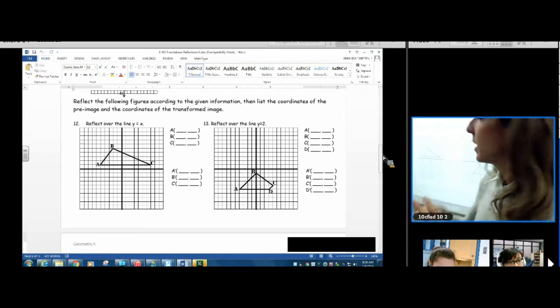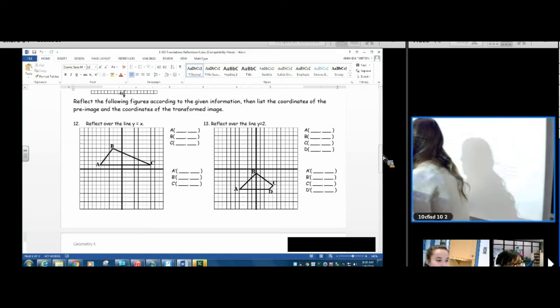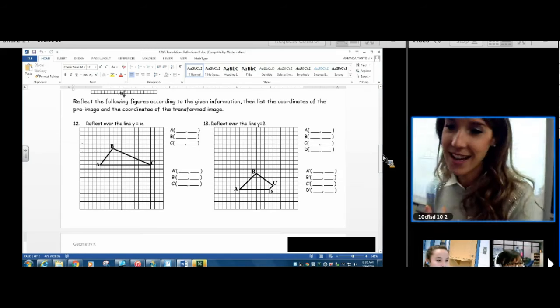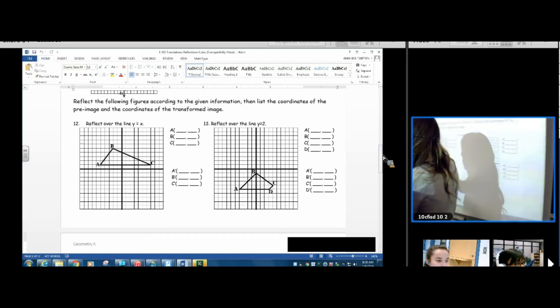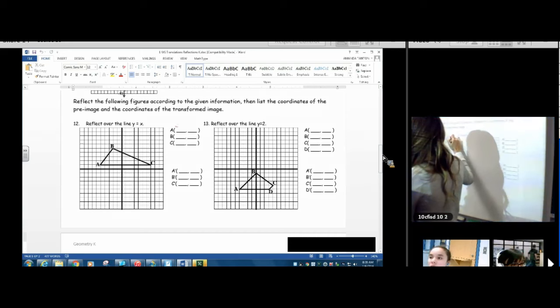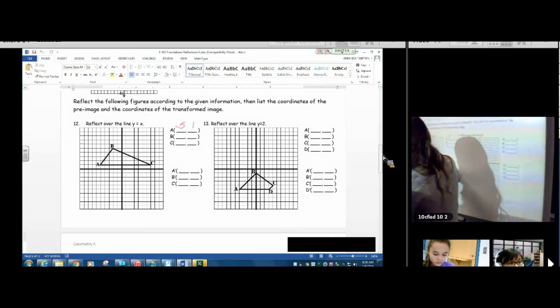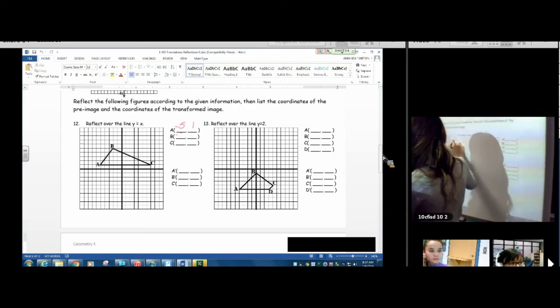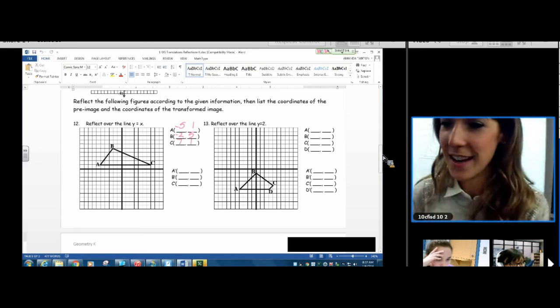Okay, so getting the coordinates of the pre-image is not really a geometry task. It comes from middle school or from algebra. 1, 2, 3, 4, 5, 1. So negative 5, 1. 1, 2, 1, 2, 3, 4, 5, 6, 7. 1. Did I count right? Did I get the coordinates right?